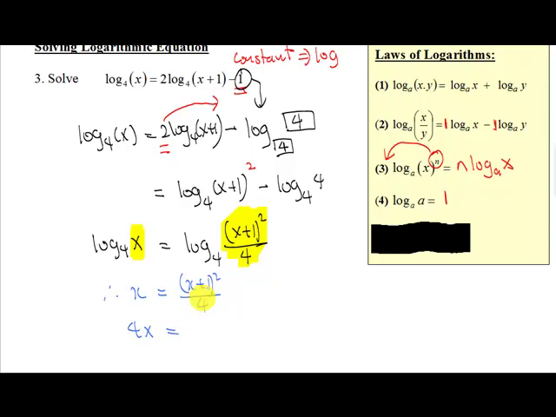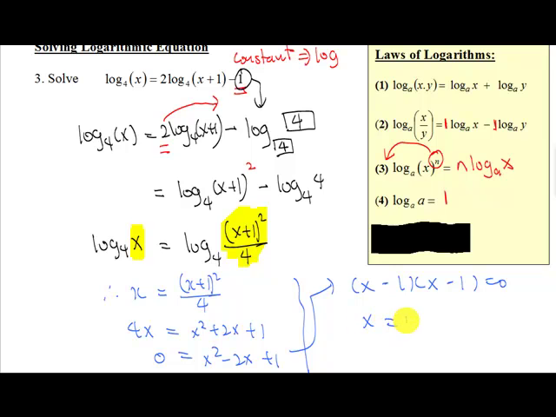Or 4x is equal to, if I were to expand this, factorize this quadratic equation, x will be equal to 1. Okay, let's check whether x equal to 1 is a valid answer. If you substitute 1 here, this will give you a positive 1, so no problem. If you substitute 1 into this expression, it will give you a positive 2, no problem. Therefore, we can conclude that x equal to 1 is a valid answer and it satisfies this equation.